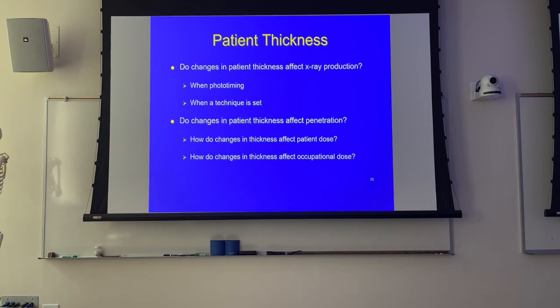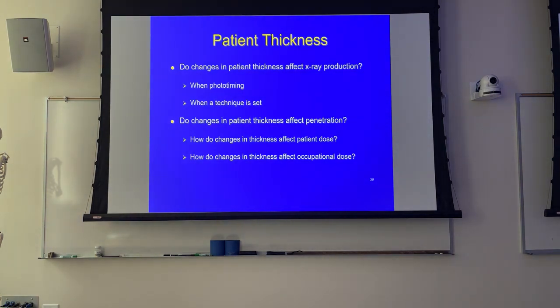I want you to understand all of that, not just that as you increase the distance there's an increase in production. No, I want you to understand the full context of that. So when you set a technique manually, no change, you have to make that change, right? But if you're phototiming, the machine takes care of it for you.